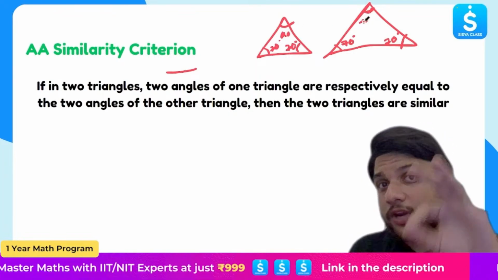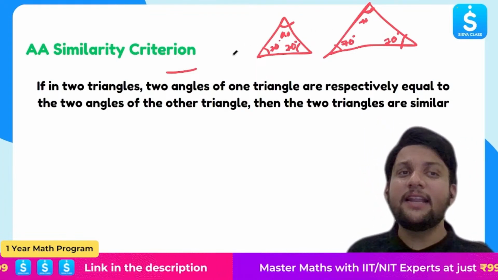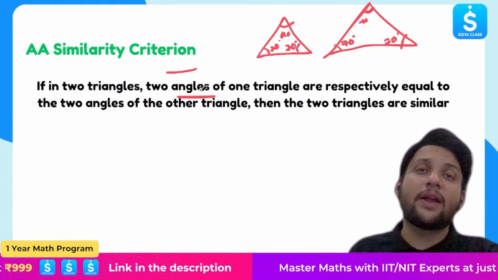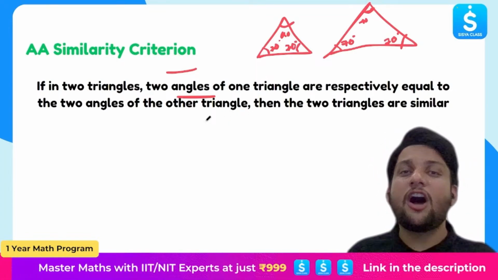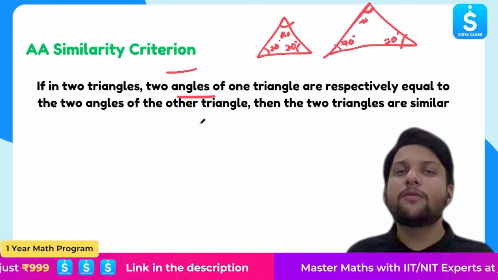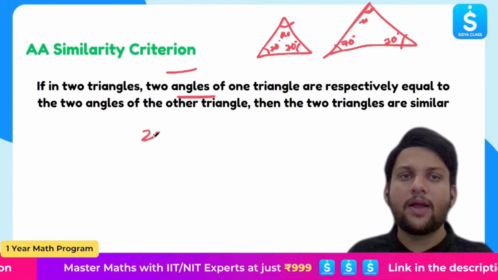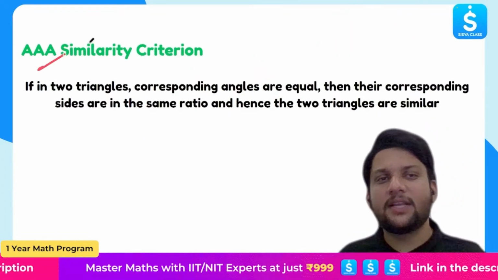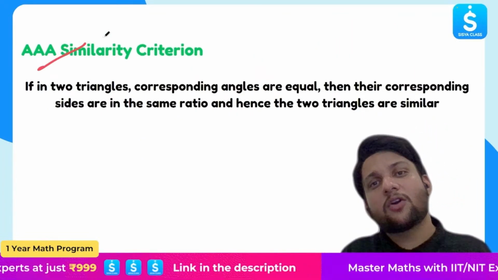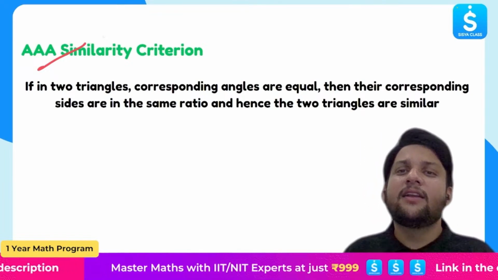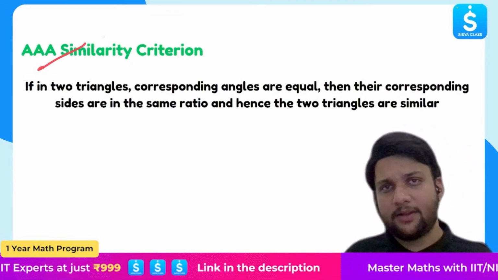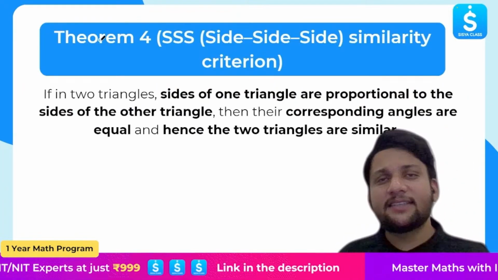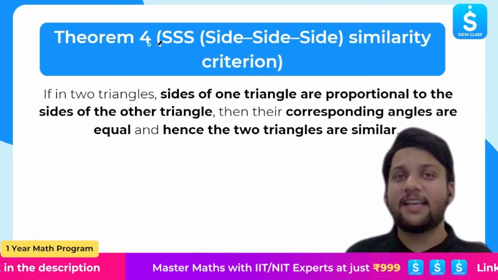That means we can also reduce this theorem one more bit: in two triangles, if only two angles of one triangle are respectively equal to the other two angles of the other triangle, then the two triangles are similar. So how many angles do we actually need to prove two triangles are similar? Only two angles. Clear? So you call it AA similarity or AAA similarity. That is, if in two triangles all corresponding angles are equal, we call the triangles similar.